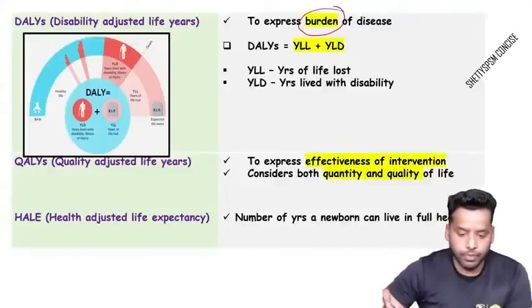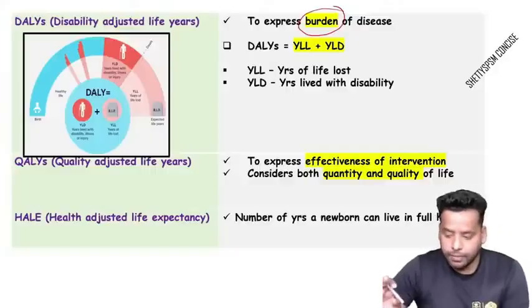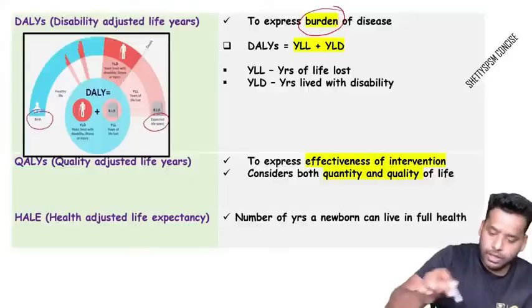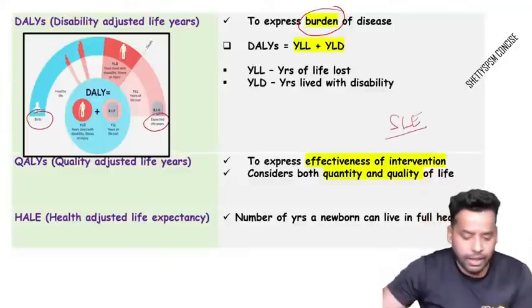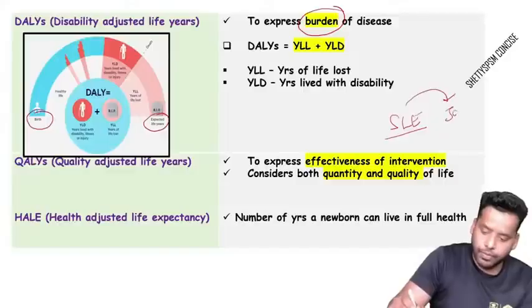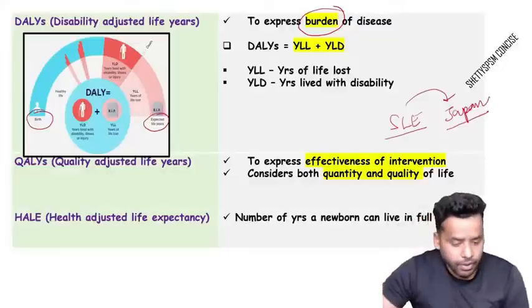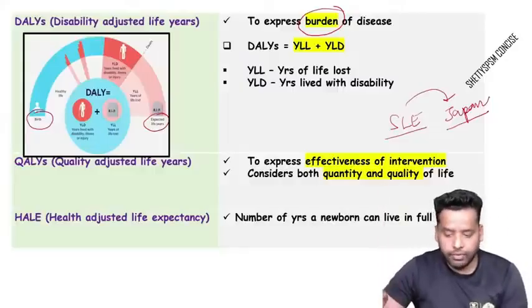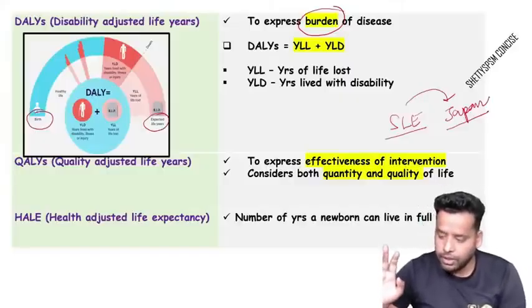Burden of disease. Listen to the words properly. Starting from birth, living till this limit is called standard life expectancy. From which country do we take standard life expectancy? Japan. Japanese life expectancy is taken as standard. So starting from birth till death, that is standard life expectancy. From Japan we take standard life expectancy.